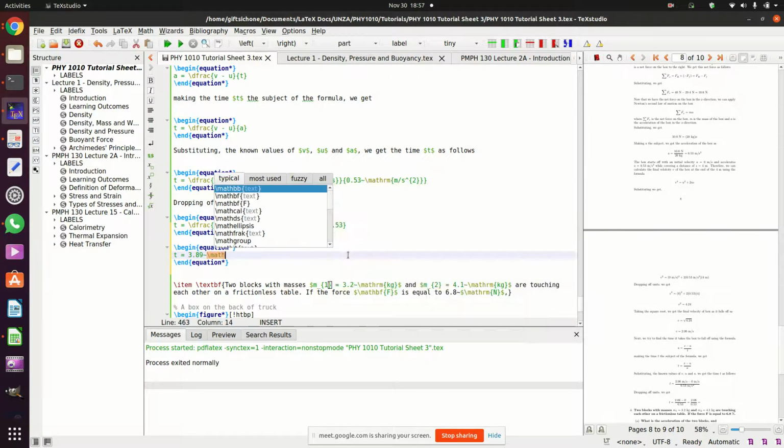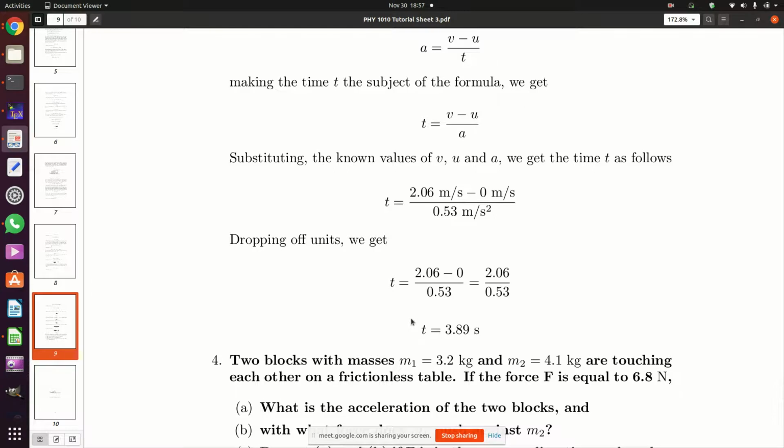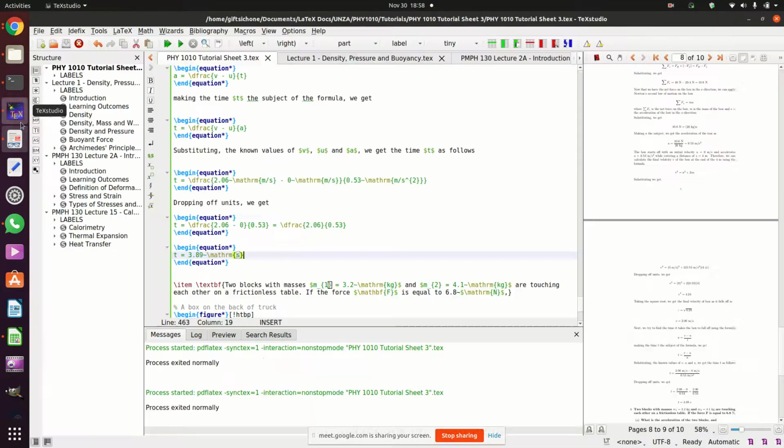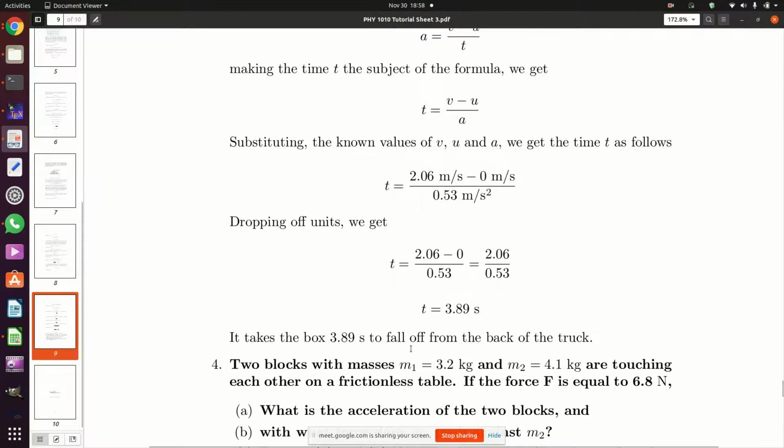3.89. So it takes the box 3.89 seconds to fall off. That's what you found out. So it takes the box 3.89 seconds to fall off from the back of the truck. That's what you found out. Is this clear?